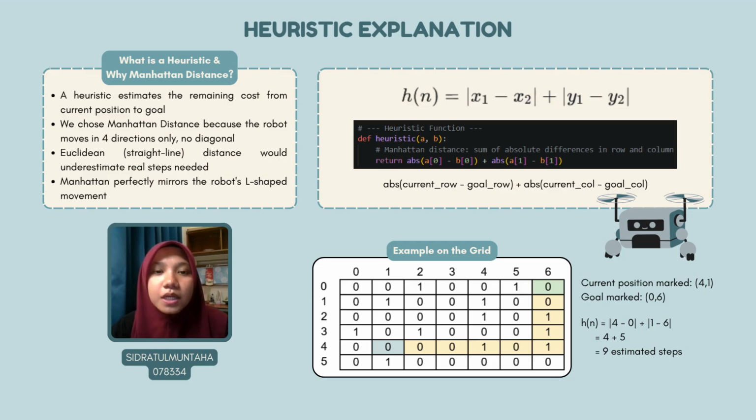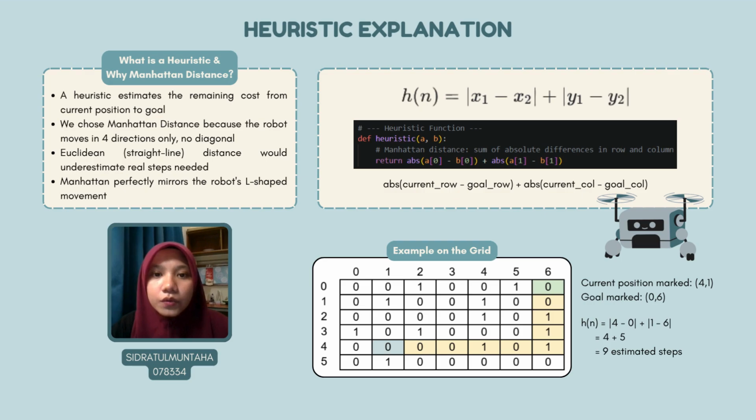I will present the part for heuristic. So what is heuristic and why Manhattan distance? We can't use a straight line distance here because the robot cannot cut through walls diagonally. Manhattan distance counts the actual number of row and column steps needed, which matches exactly how our robot moves. And so this is the mathematical formula for the Manhattan distance and the Python code below it.